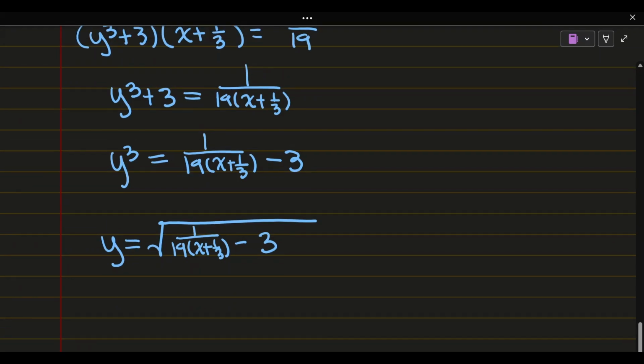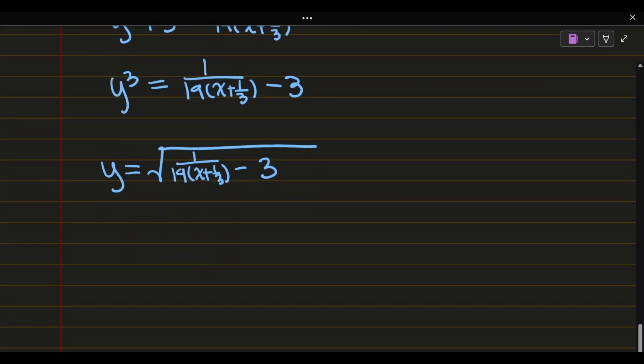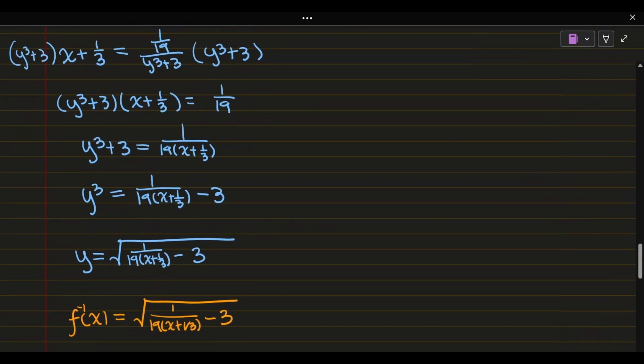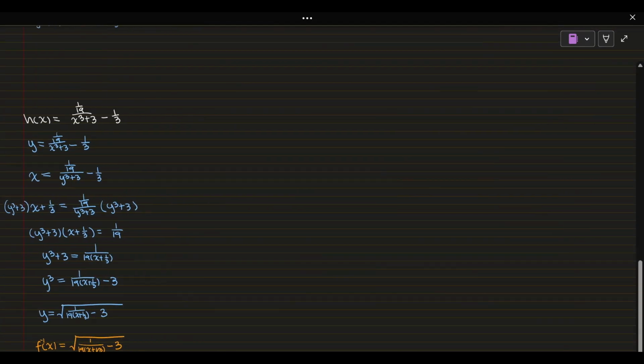And I would accept it this way. And this is f inverse of x, now that we've solved for y. F inverse of x equals the cube root of 1 over 19 times (x plus 1/3) minus 3. All done. Okay, and that wraps up what I have to say about inverse functions.